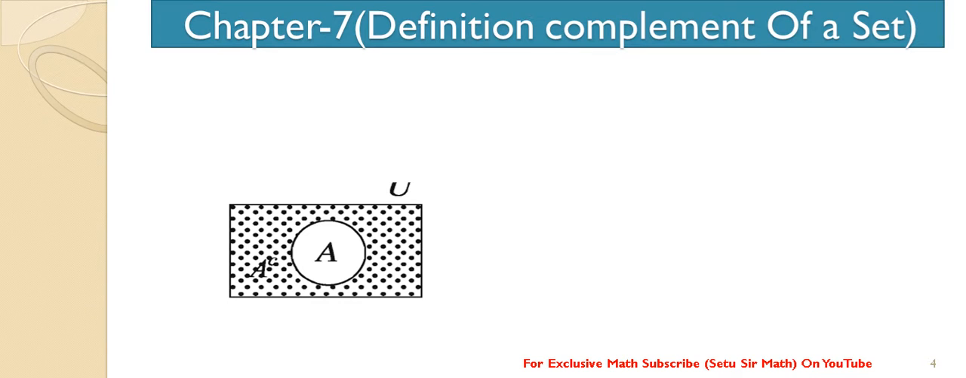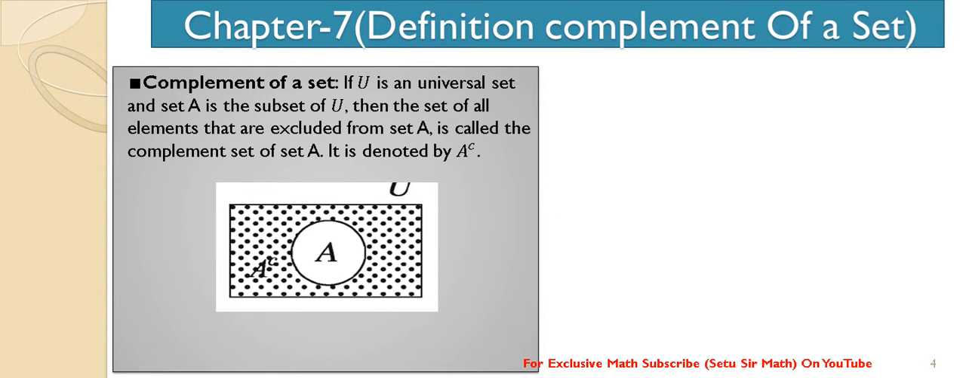Next, definition of complement of a set. As you can see in the figure, complement of a set: if U is a universal set, which you have already learned, and set A is a subset of U, then the set of all elements that are excluded from set A is called the complement set of set A. It is denoted by A to the power C, that means A complement.